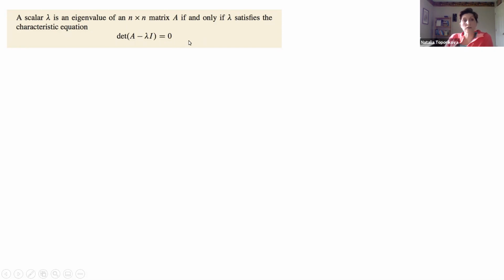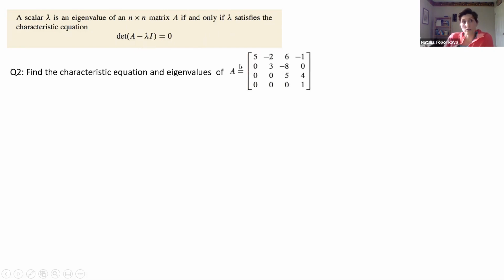Last time we looked at 2x2 matrices, and the determinant was pretty easy to find. Today, let's look at a larger matrix. Let's look at this 4x4 matrix, and let's find the characteristic equation of this matrix and all the eigenvalues of this matrix.